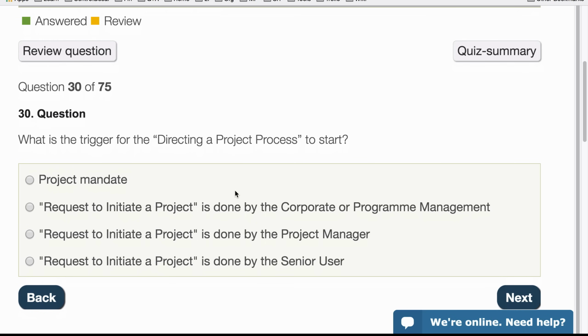Question 30. What is the trigger for the directing a project process start? So when actually does the directing a project process start? That's the first decision for the project board. So that would happen not for the project mandate. Request to initiate a project is done by the corporate or program management. No. Request to initiating a project is done by the project manager. That's correct. And this one is done by the senior user. No. So it's this one here. So actually, the right answer is in these three, but then you have to watch the end of the sentence.